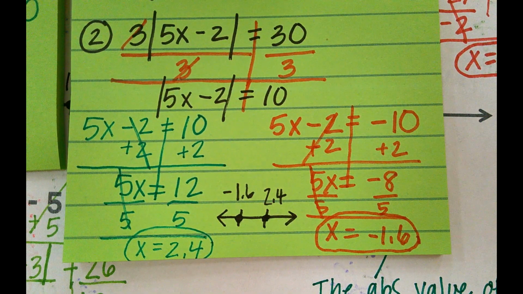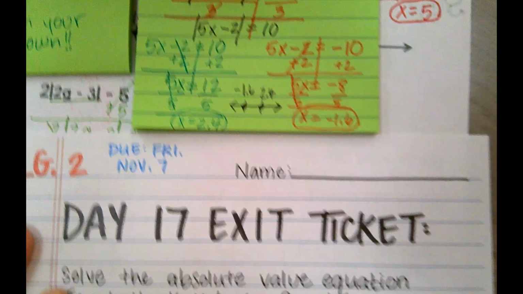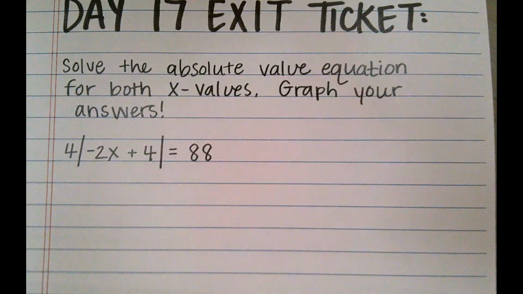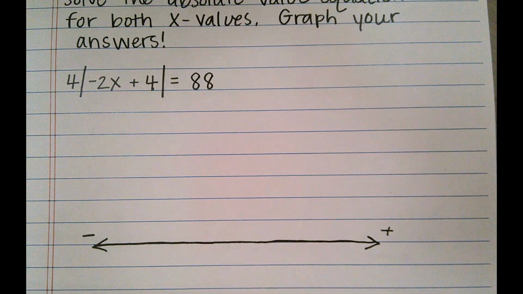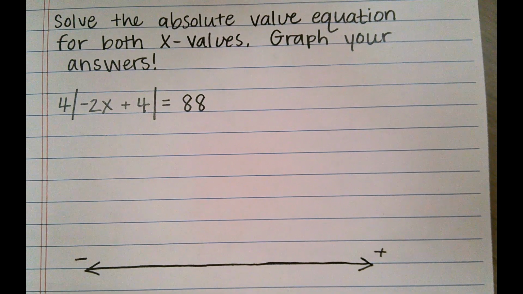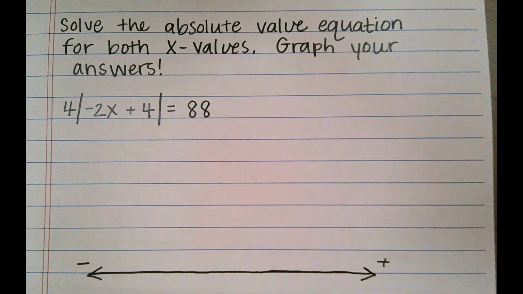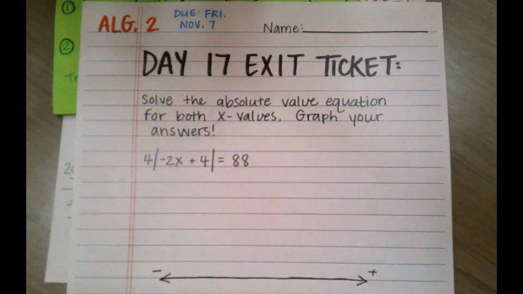I have an exit ticket for you. It is up at the front of the room on the wooden table whenever you're ready. I will show that exit ticket on the screen for day 17. This is due Friday. You are just going to solve this absolute value equation for both x values, and then I gave you a line to graph your answers. You will not get decimals. You should get whole numbers for this exit ticket. That's your hint.